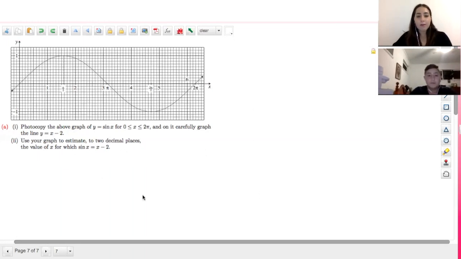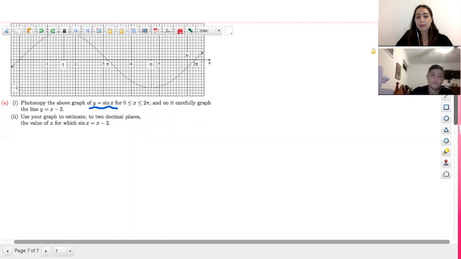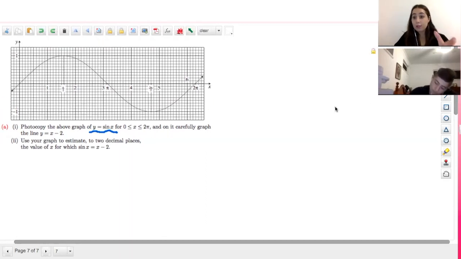So this question involves your trig function, so your sine function. So part A says, photocopy the above graph, so y equals sine of x, for the domain of x between 0 and 2 pi, and on it, carefully graph the line y equals x minus 2. So that's what we're going to do. I'm just going to quickly draw this graph, and I want you to do the same thing, okay?